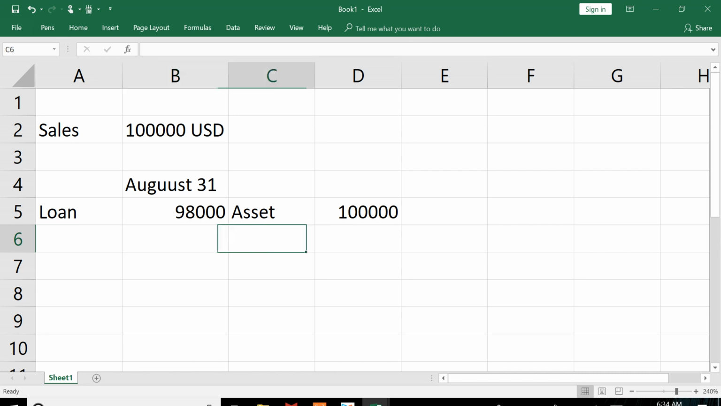Now this is my transaction 1: sell goods and you have a receivable of $1 lakh. This is your transaction 2: you have taken a loan of 98,000. Now I am not going to sit idle with this 98,000 loan. What I will do is immediately convert it into INR.